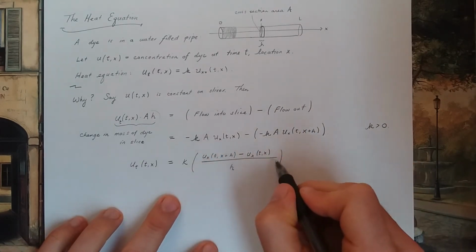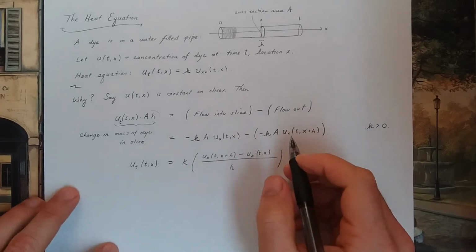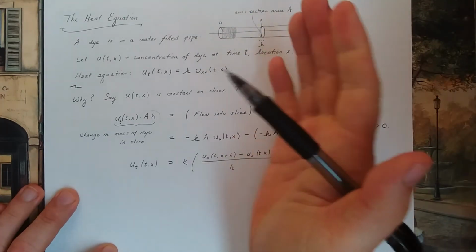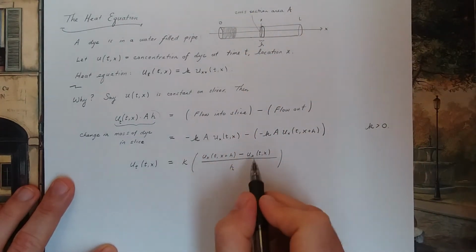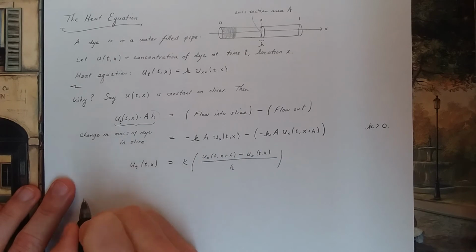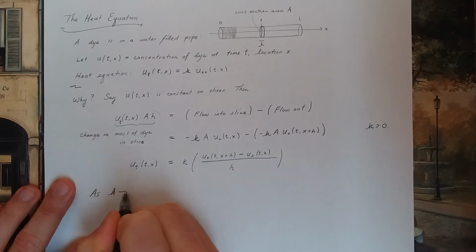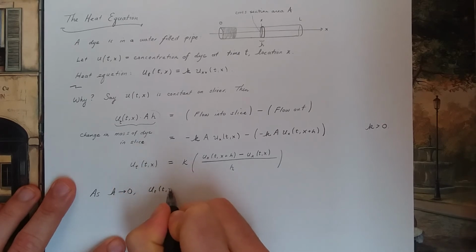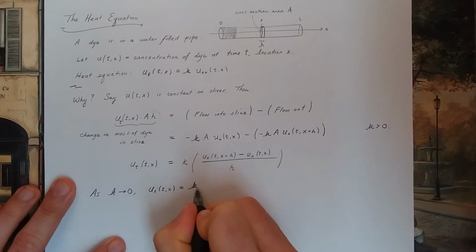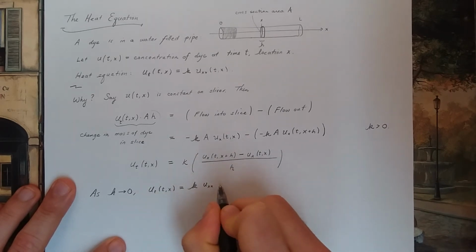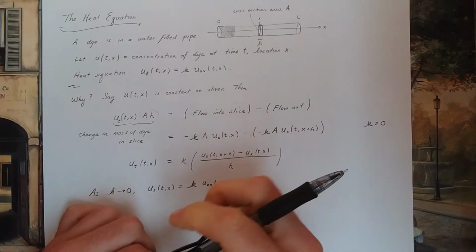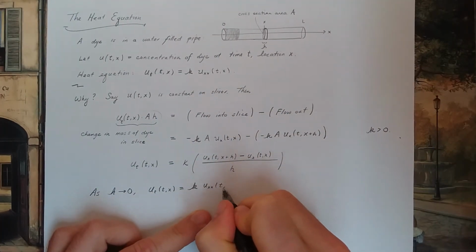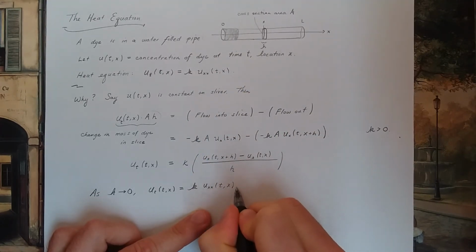This is almost the definition of the derivative. If I take the limit as h goes to 0, as the width of my slice gets smaller and smaller, I indeed get the second partial derivative with respect to x. So I find as h goes to 0, this partial derivative is equal to k times the second partial derivative with respect to x. That is why the heat equation is a good model for this situation.